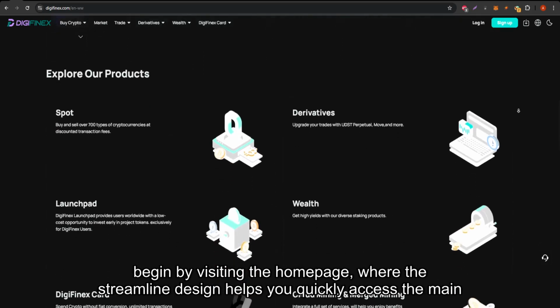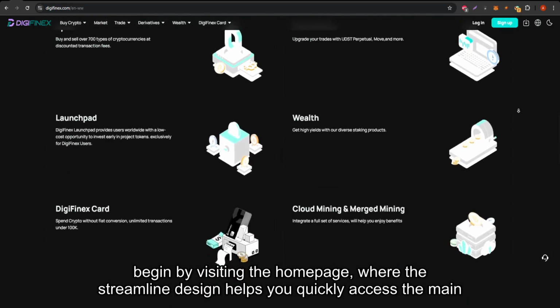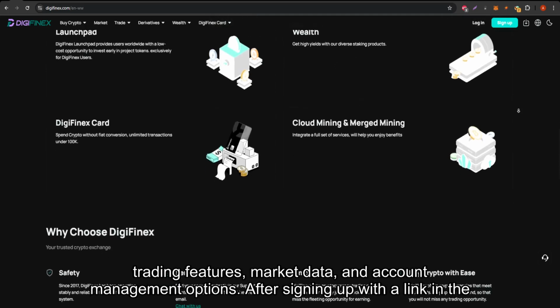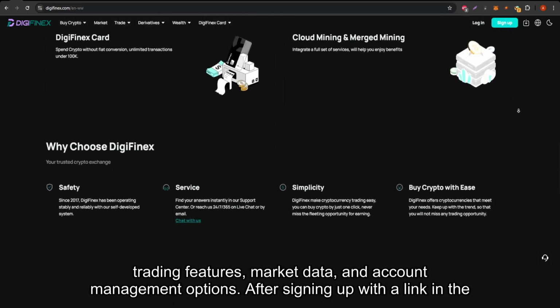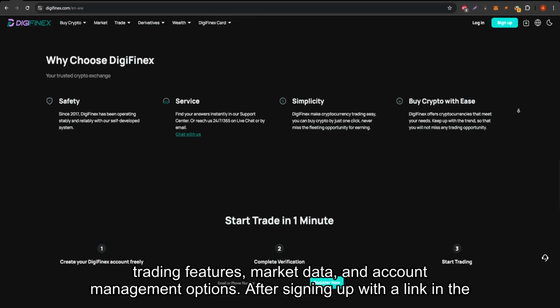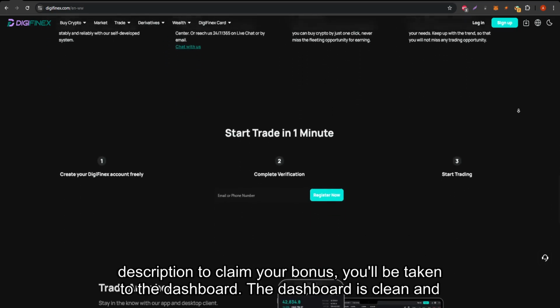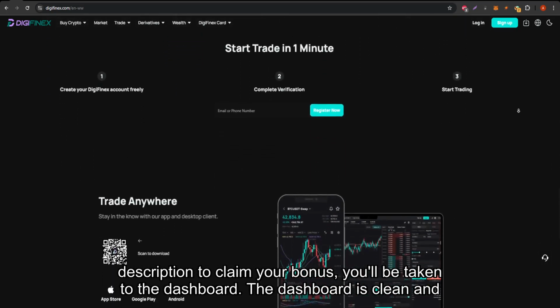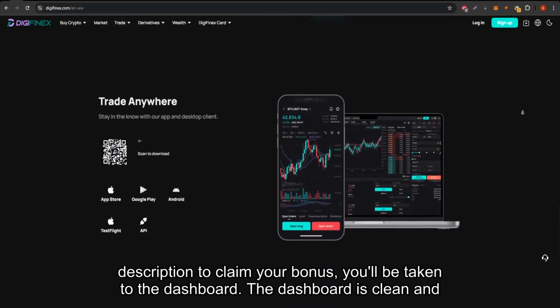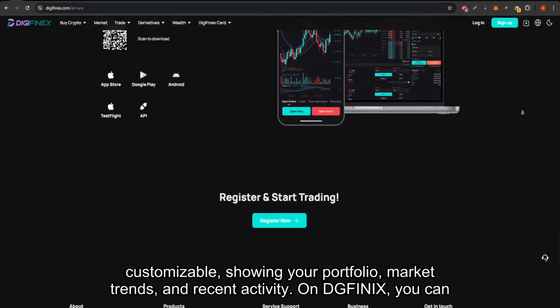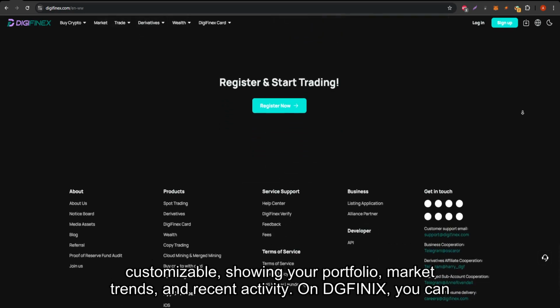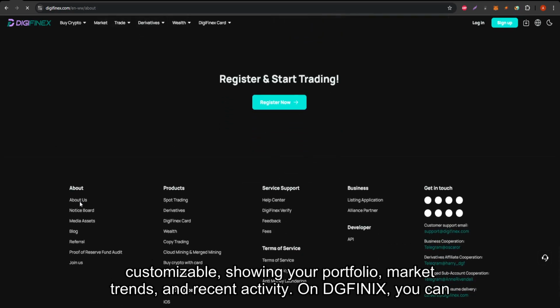Begin by visiting the homepage, where the streamlined design helps you quickly access the main trading features, market data, and account management options. After signing up with the link in the description to claim your bonus, you'll be taken to the dashboard. The dashboard is clean and customizable, showing your portfolio, market trends, and recent activity.